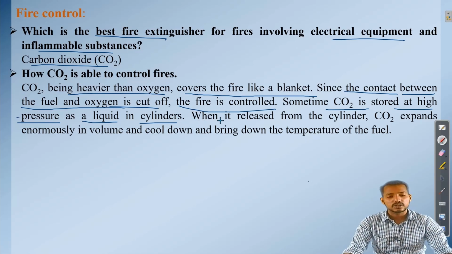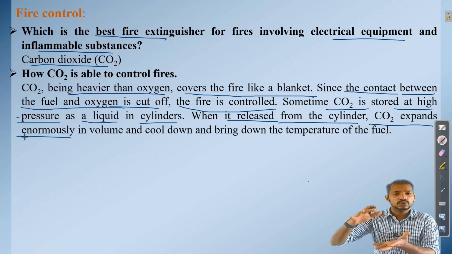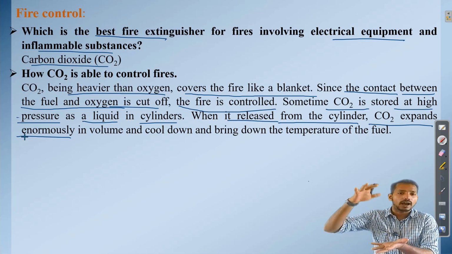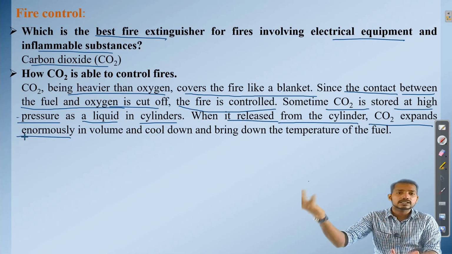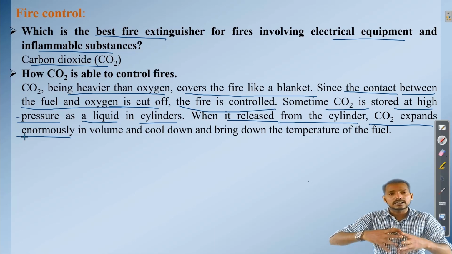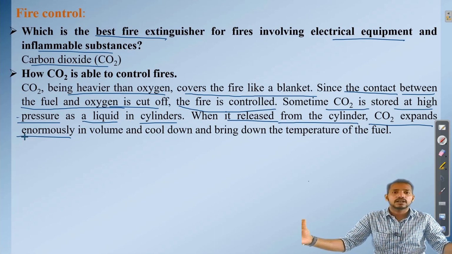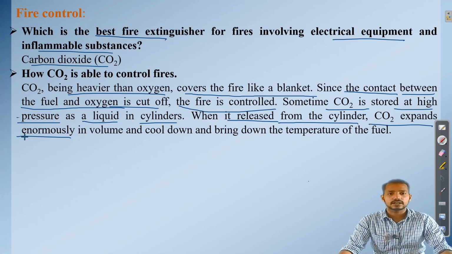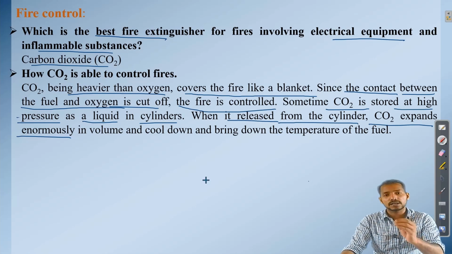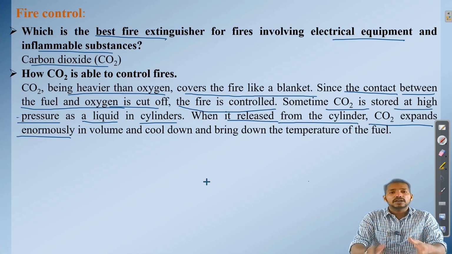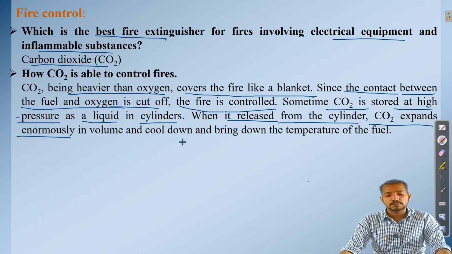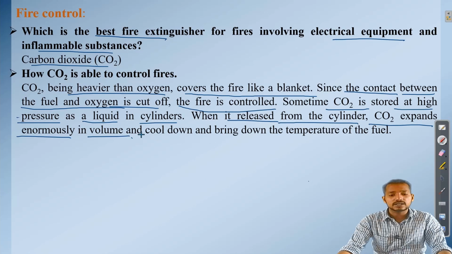In that case, when CO2 is released from the cylinder, it expands enormously. That means CO2 is stored as a liquid under high pressure. When it is released from the cylinder, it expands enormously and converts into the gaseous state. During the expansion of carbon dioxide from liquid to gas, it absorbs heat from the surroundings. That means its volume increases and it cools down.